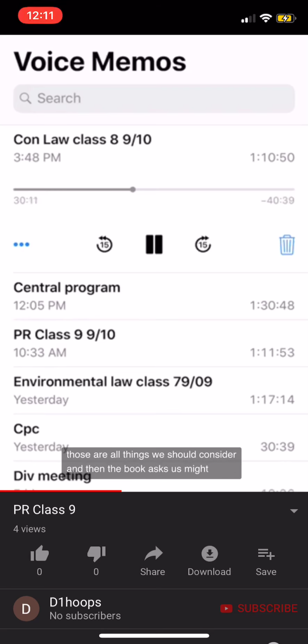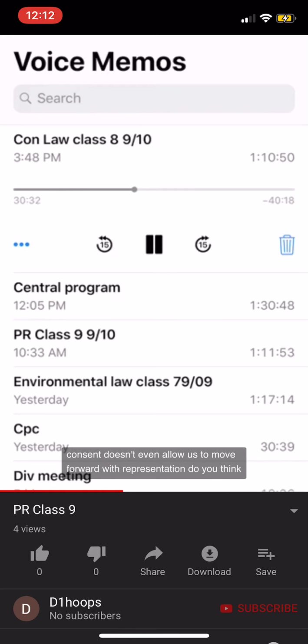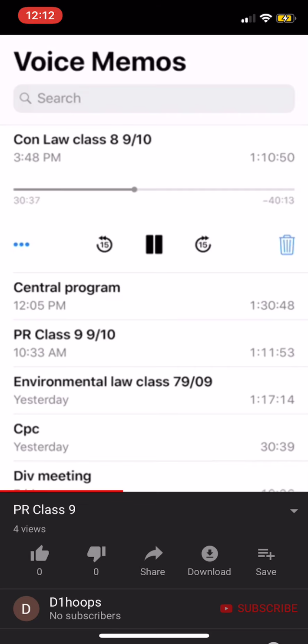And then the book asks us, might there be a non-consentable conflict in this case? Do you think this is a non-consentable conflict? In other words, a conflict so bad that consent doesn't even allow us to move forward with representation. What do you think?